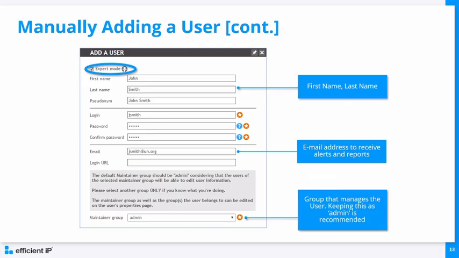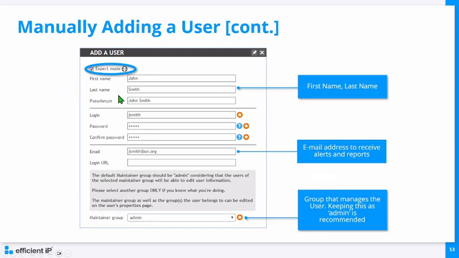Okay? So this is the group that can manage the user property, like resetting the user password. Are you clear with that? Modify the user property. So that's why it's recommended you leave it as admin. By default, it's admin.